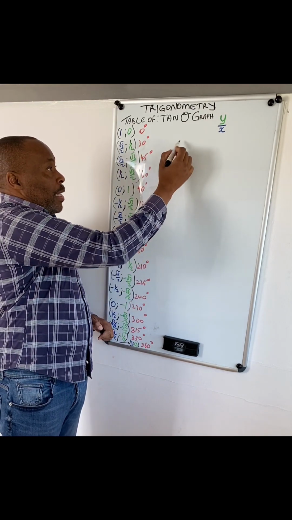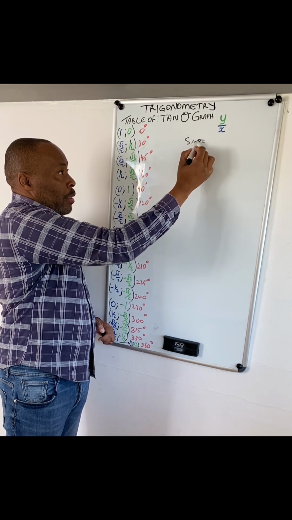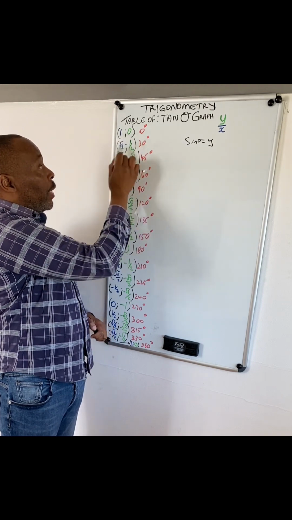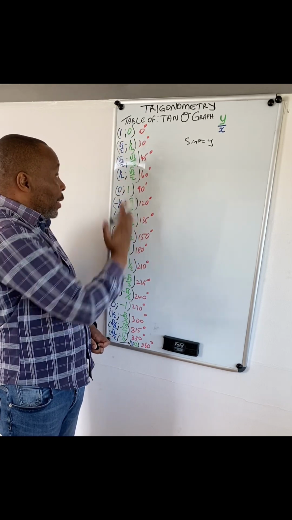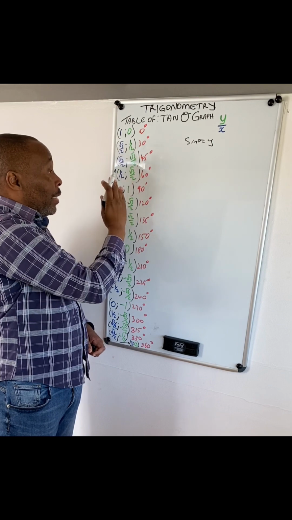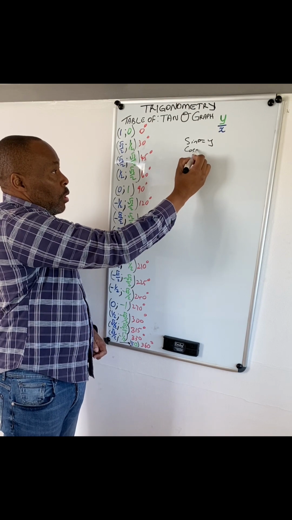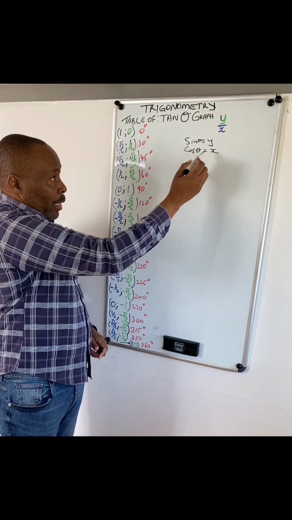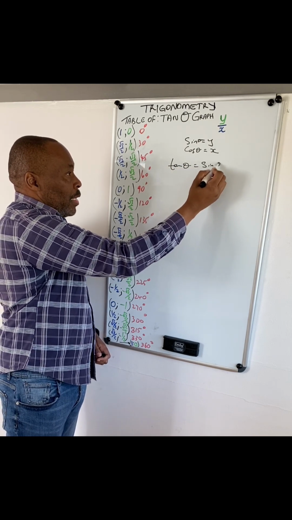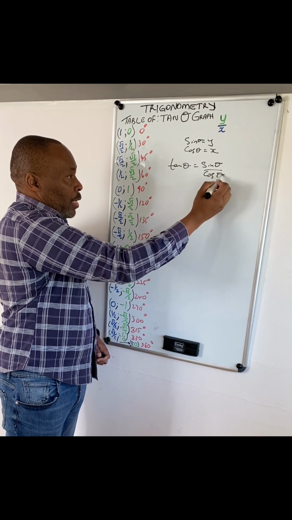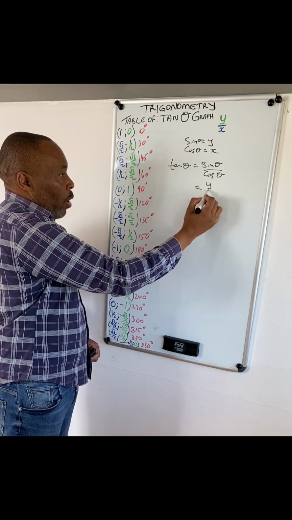Remember, sine theta is equal to y. When we're looking at the ratios that we have on our special angles, there are ratios per angle. Sine is y and cos theta is equal to x, right? Therefore, tan theta is equal to sine theta over cos theta. So it becomes sine theta is y.